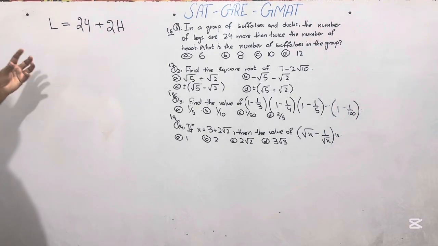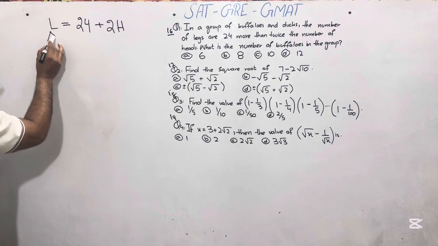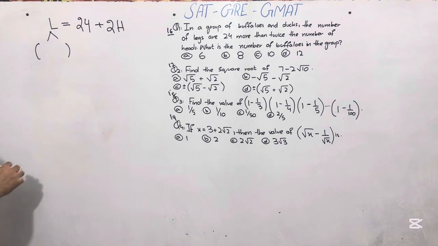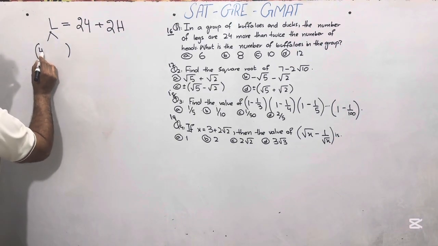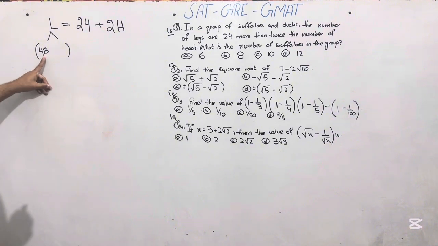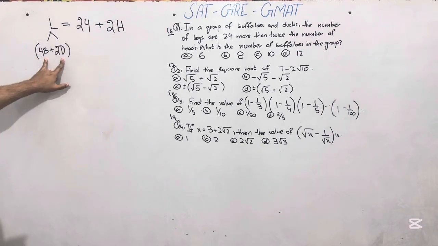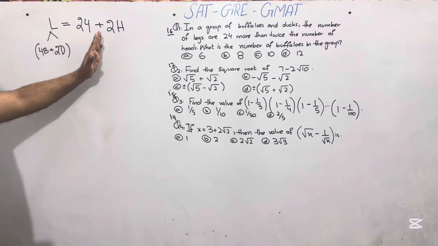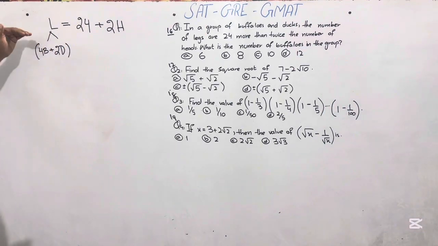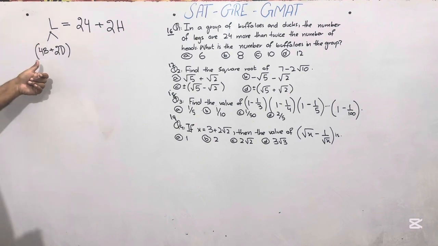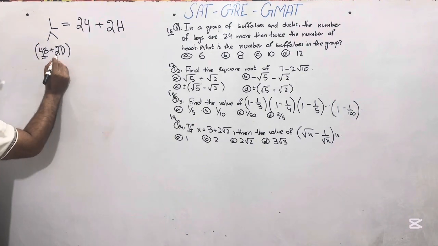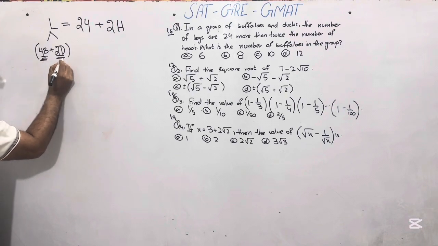Furthermore, the twist in the tail is here. A buffalo has 4 legs, while a duck has 2. B stands for buffalo, so buffalo has 4 legs, and a duck has 2 legs.